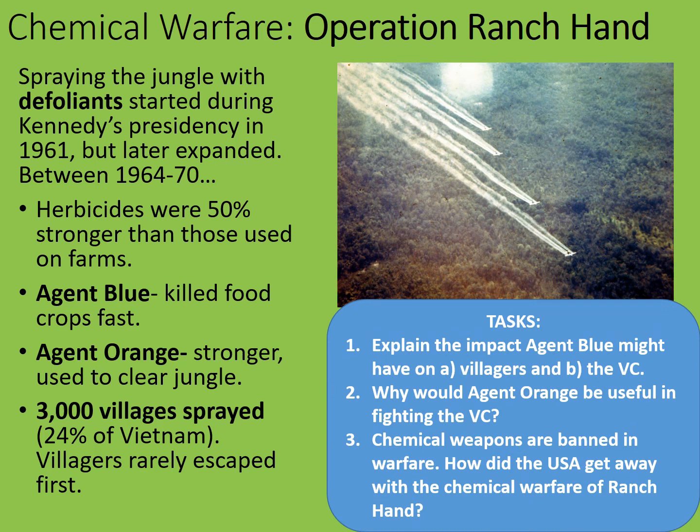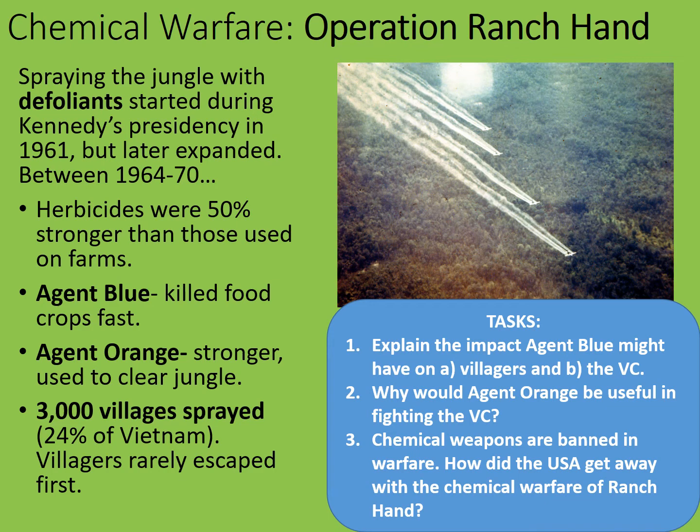Your tasks then. First of all, explain the impact that an Agent Blue spraying campaign might have had on A, villagers, but also on B, the Viet Cong. Consider the purpose of Agent Blue. Secondly, why would Agent Orange be useful in fighting the Viet Cong? Thirdly, chemical weapons are banned in warfare. How did the USA get away with the chemical warfare of Operation Ranch Hand? Remember what the intended victims of these chemicals were. It wasn't people, was it? Pause the video now and answer the questions.